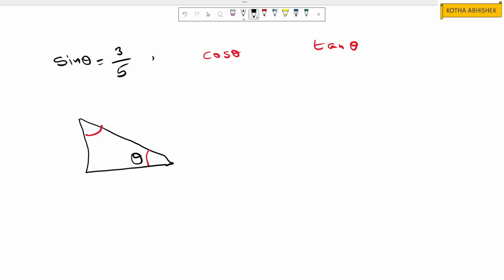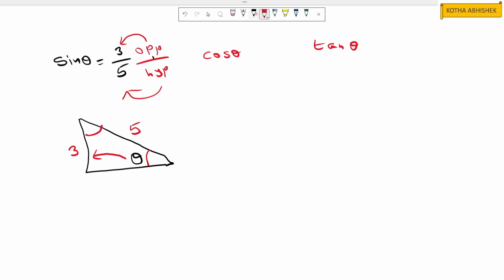So, now here sin theta value is given as 3 divided by 5, right? Sin means opposite to the theta divided by hypotenuse. So, opposite to the theta we have 3 units and hypotenuse is 5 units. So, for this theta this is opposite, so this is 3 units, and the longest side is the hypotenuse, so that is 5 units. Now, here only 2 sides are given, right? And the third side is not given.